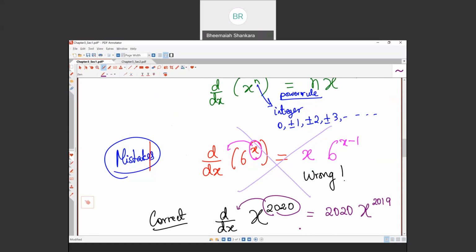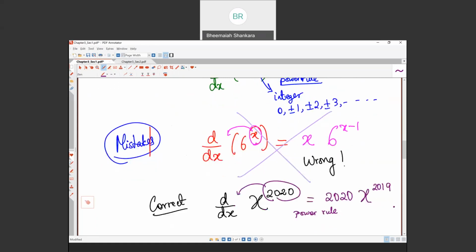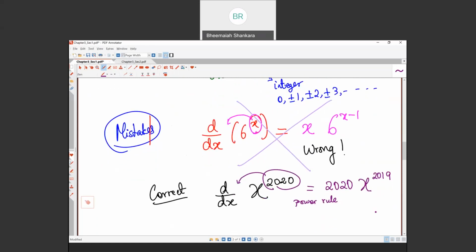So again, this is the power rule of differentiation, which you will see several times in calculus 1, and your calculus 2 is also dependent on your calculus 1, and you will see this power rule many times in your calculus course. So make sure you all understand how and when to apply the power rule of differentiation. You can do this only if the exponent is an integer. You cannot do this if the exponent is a variable x.